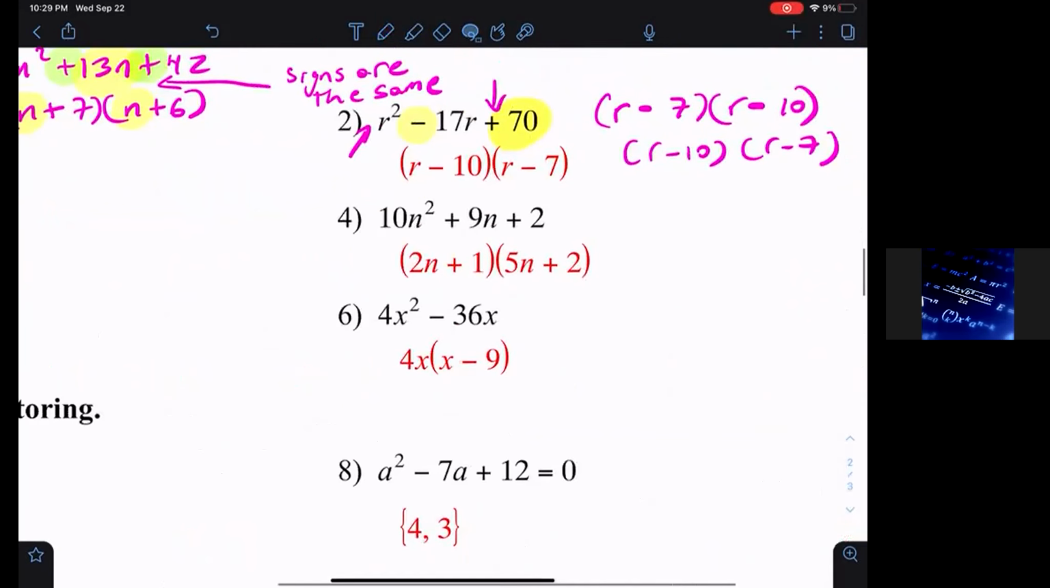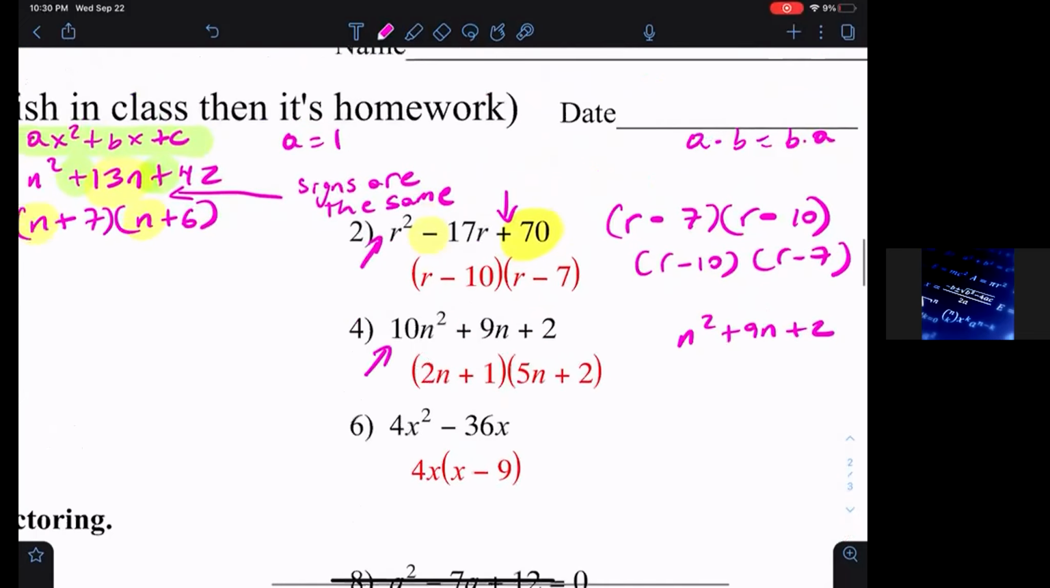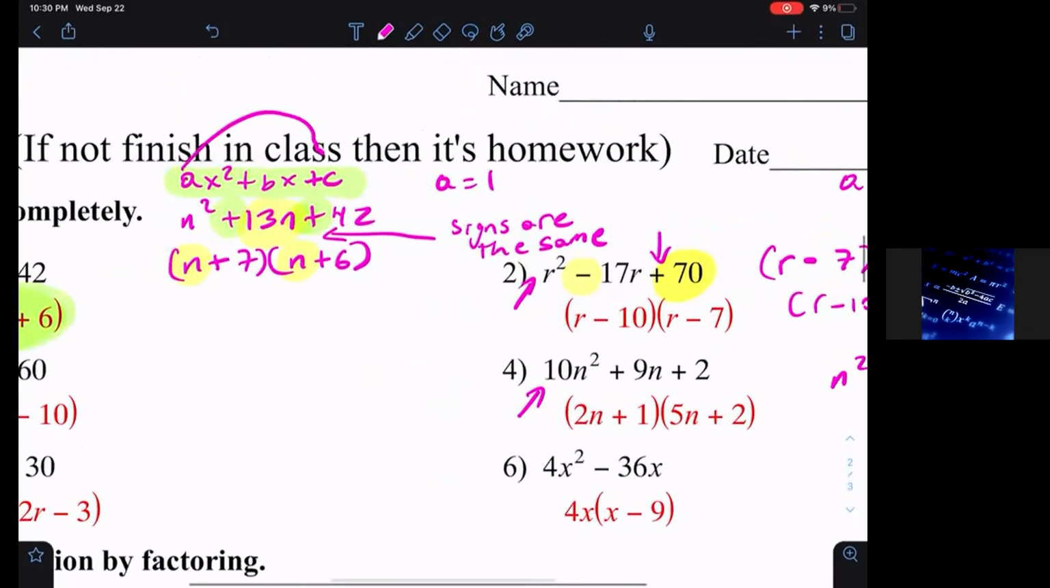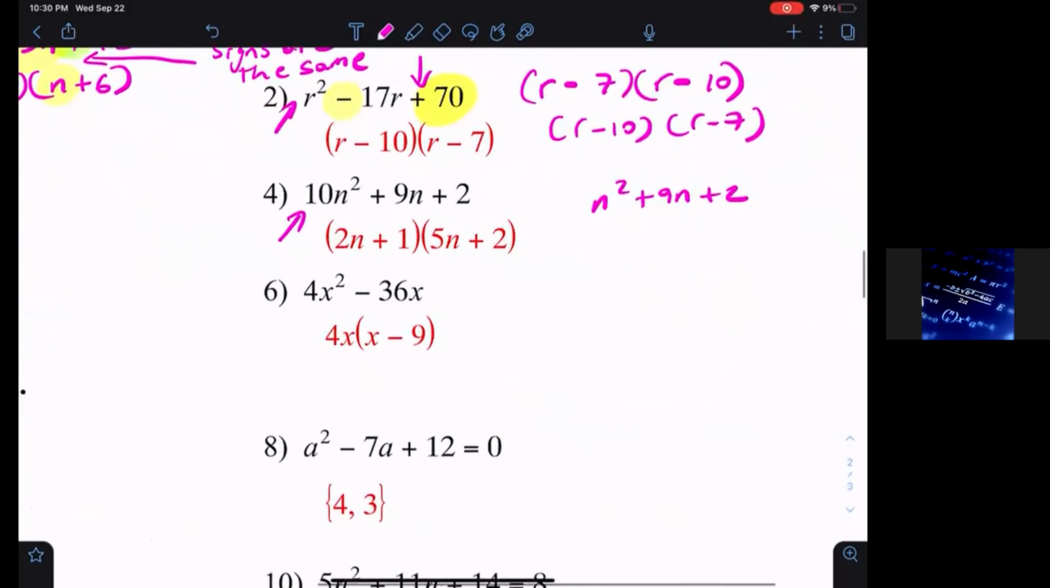This is when this thing gets complicated, right? When the leading coefficient is not 1. Then that's when we have to use the AC method and the other hard things, right? So here, this is going to be n squared plus 9n plus 2. It's called the AC method because I need to multiply a times c. So a times c. That's the reason it's called the AC method, right? So what I need to do here is multiply that 10 with the 2. So that's going to be 20, right?